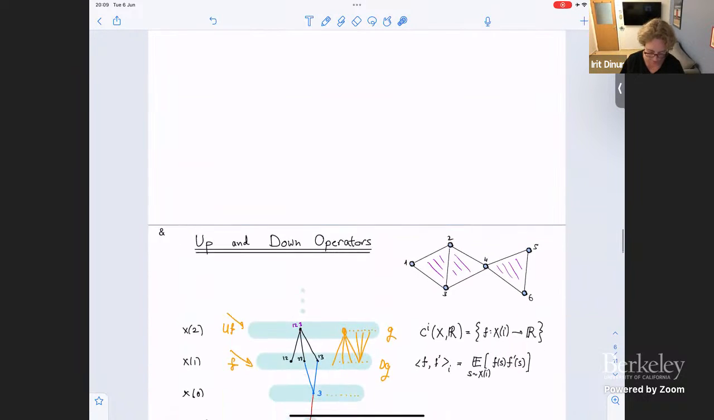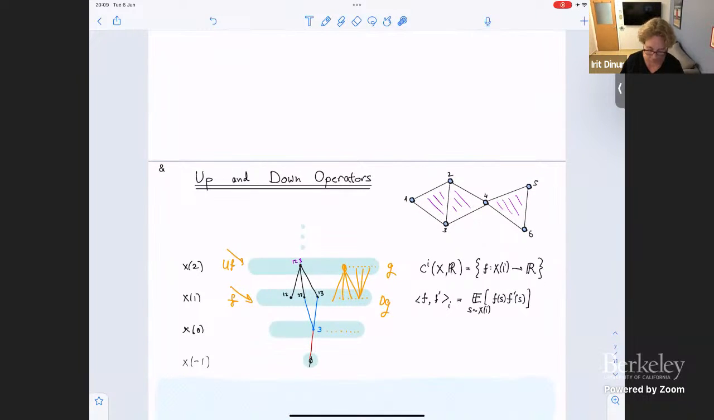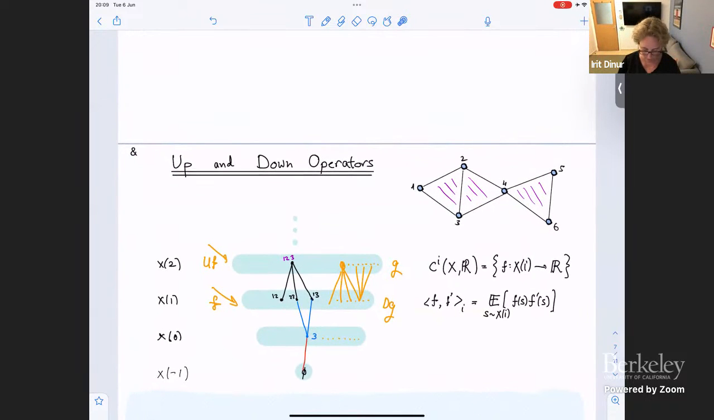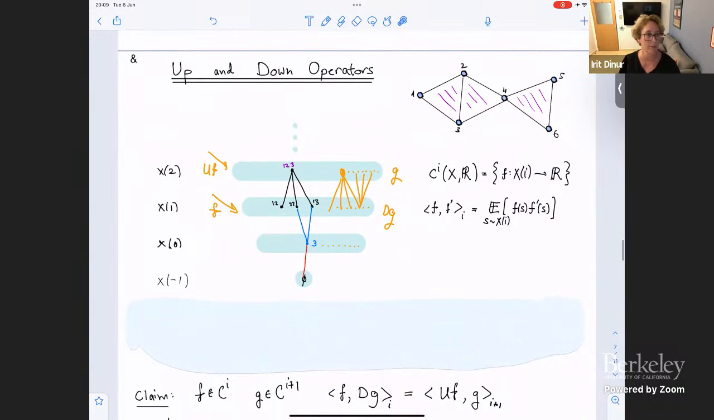Now I want to move on to talk about random walks on simplicial complexes and the up and down operators. Maybe if there's any questions before I continue.